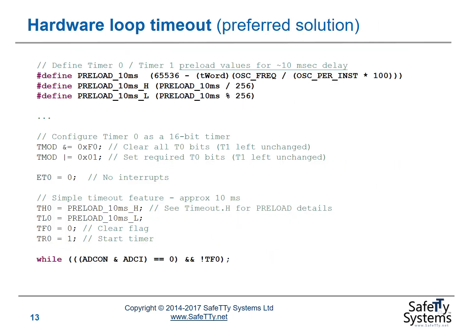Here's another simple example. Here we're using a hardware loop timeout. In this particular example code for this particular hardware, we're setting our timer hardware to trigger a flag. TF0 is set after approximately 10 milliseconds. So we wait in this case for our analog to digital conversion to complete, for up to 10 milliseconds. That's a very long time for an ADC conversion, but it's simply meant to illustrate the basic point here.